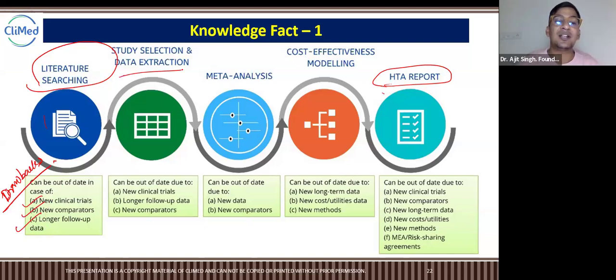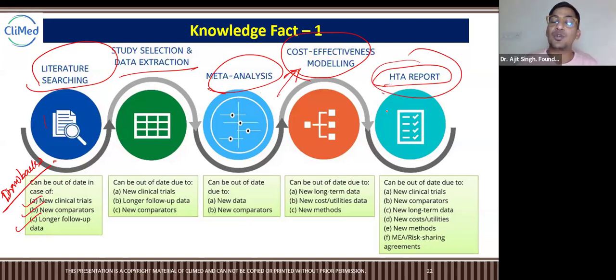Then study selection and data extraction from the literature search, and based on that they do the meta-analysis, and the results of the meta-analysis are used for the cost effectiveness modeling. Based on that, they prepare the HTA report for cost effectiveness and market research for any drug before launch. This is the strategy used by the Thailand regulatory bodies for market research. All the companies, all the marketers, all the manufacturers should follow these guidelines, one step at a time.